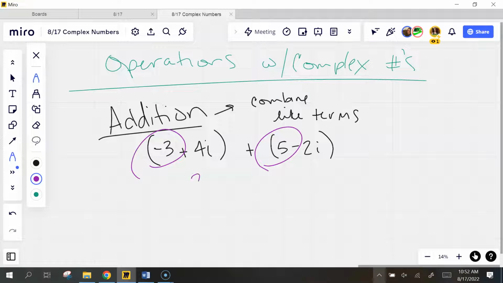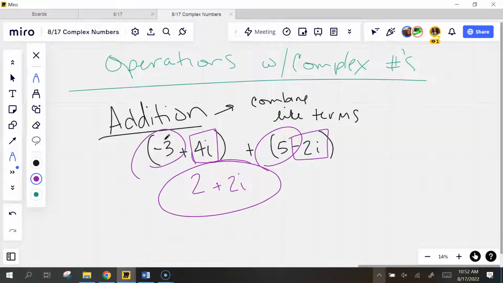2. I have 4i and -2i, which would give me 2i. Easy. That's the answer. These are easy, until we get to division. If it's plus 2i, would it be? Is that it? Yeah. No, don't square it until we start multiplying. Okay, that was the addition, that's it? That's it.